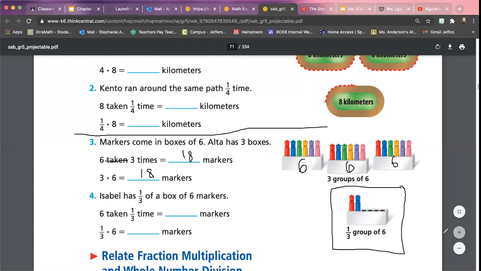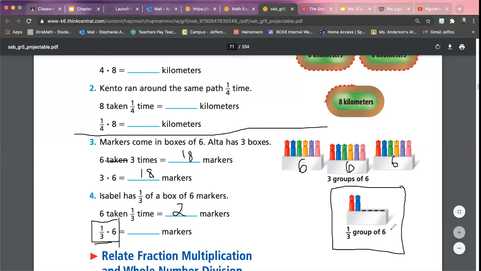And I know it's pretty obvious because they show it to you here. Isabel has 2. And could you explain why, Justin? Well, 1/3 is basically just your number divided by 3. Yes, exactly. Good. If you divide 6 by 3, you get 2. Beautiful. 1/3 of a group of 6.